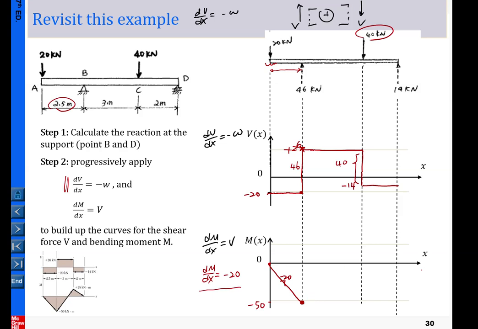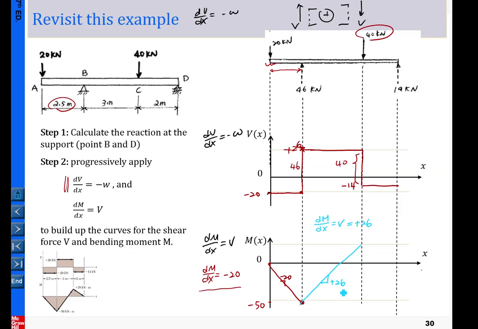Okay, and now for the second segment, let me change the color of my pen. In the second segment, again we still have the property dM/dx equals v. And in this second segment, v has the constant value of positive 26. So that means in this segment it is a straight line as well. Now in this case it is a positive slope, and the slope equals 26. Again, that is a straight line, but with a positive slope like this.